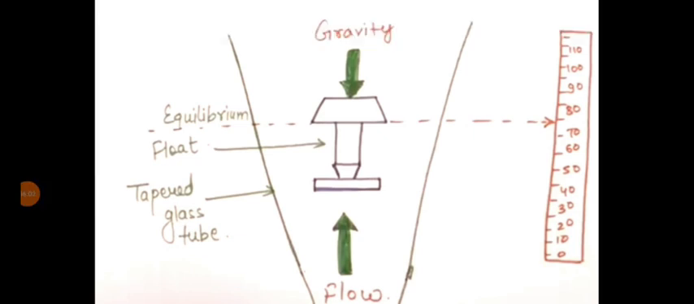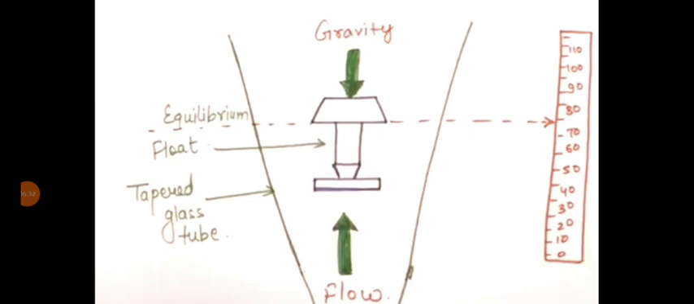You may observe in this diagram. This is the line diagram of the rotameter. It consists of a float, then we have a tapered glass tube. At the right side we have a graduated scale. At the bottom we have the flow inlet, and at the top the fluid flows outside. So the fluid enters at the bottom, moves upward, and at the top the fluid goes outside.